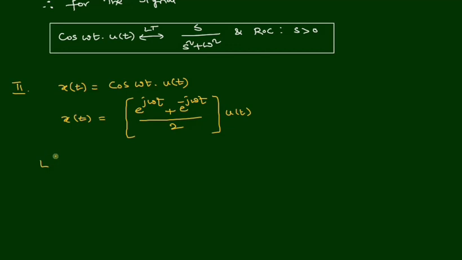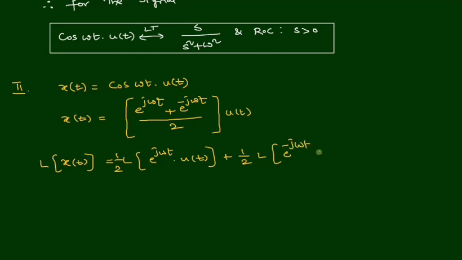Now apply the Laplace transform on both sides. So 1/2 we write outside, the Laplace transform of e^(jωt) multiplied with u(t), and the second term is 1/2 times the Laplace transform of e^(-jωt) multiplied with u(t). The Laplace transform of the complex exponential signal, that is e^(jωt) multiplied with u(t), was already explained in the previous lecture.